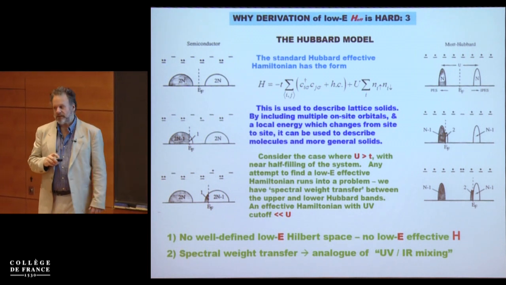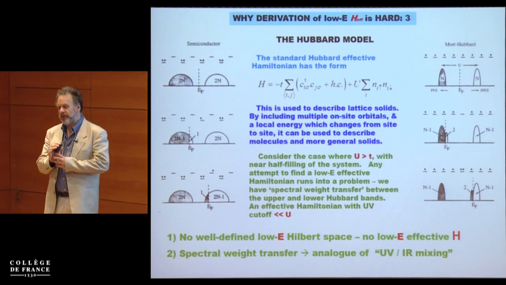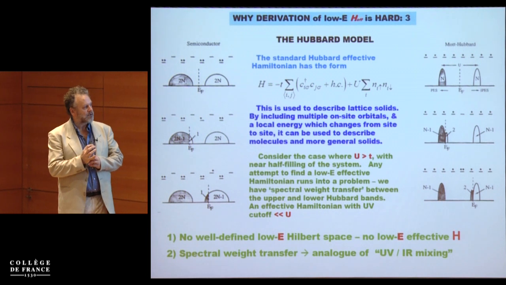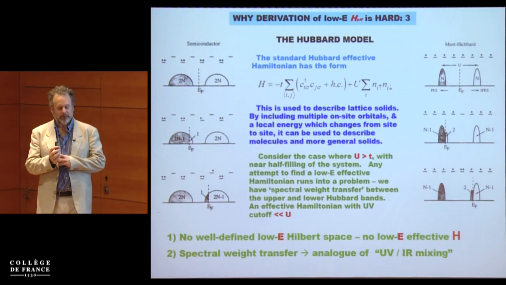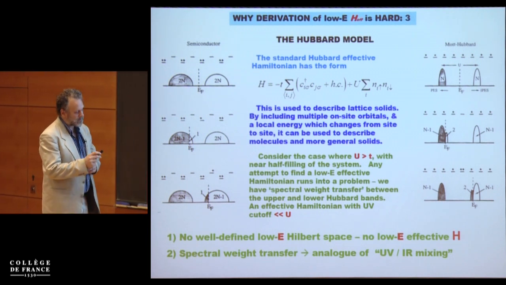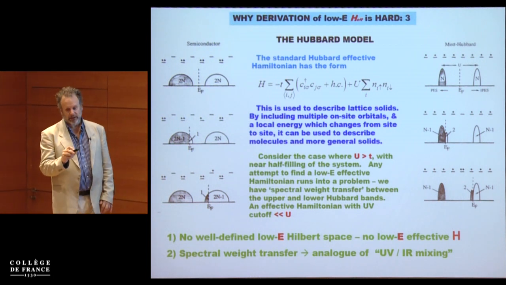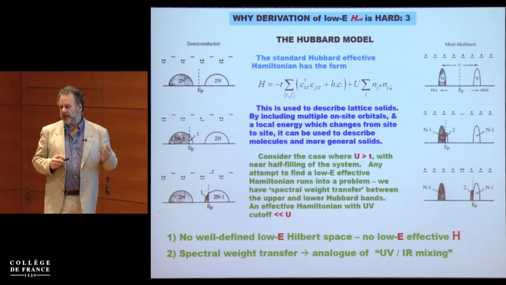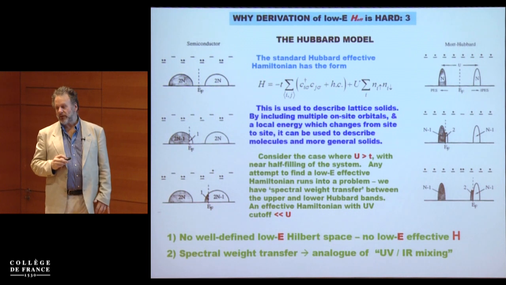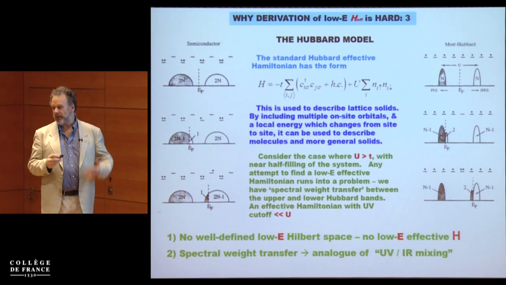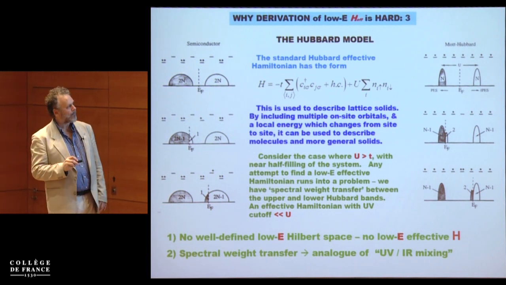And it has an analog in string theory, which is called ultraviolet infrared mixing, which means that there's a lot of discussion about how one is supposed to write an effective Hamiltonian for the Hubbard model. But this would take me too far away. I just want to mention it to give you an idea that in strongly correlated systems, it's not always obvious how one is supposed to carry out this renormalization.